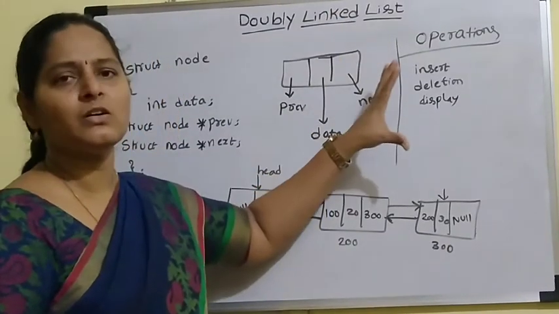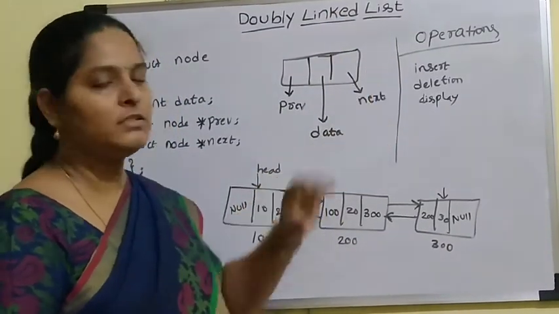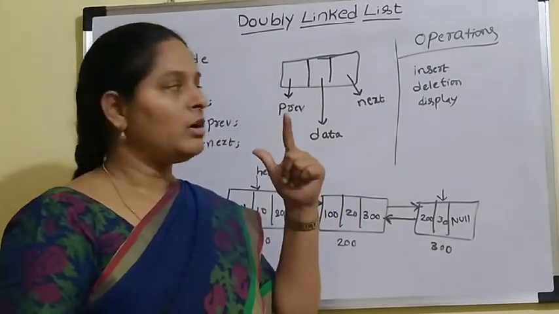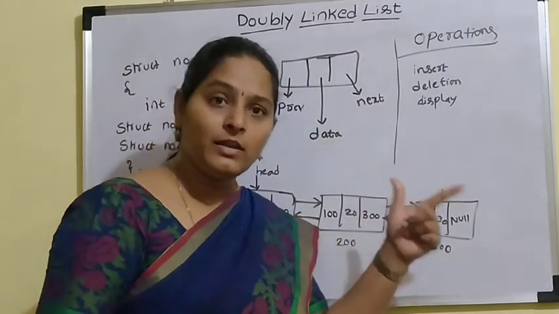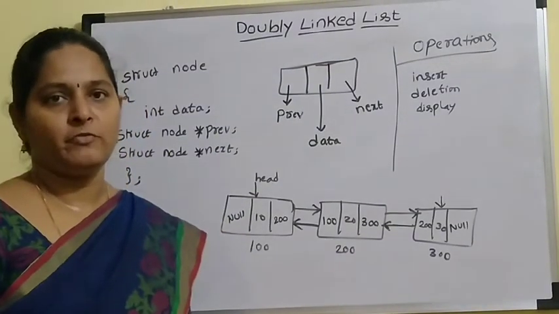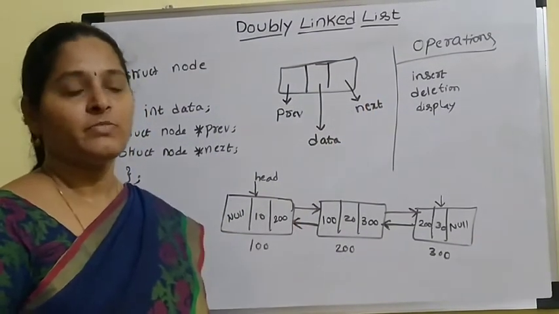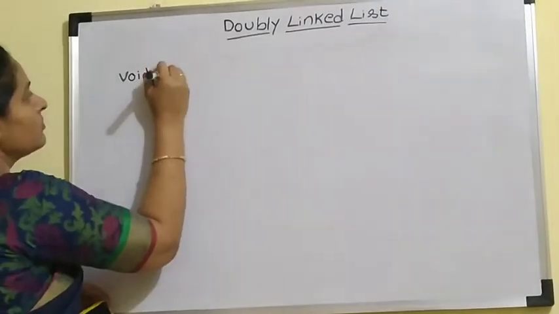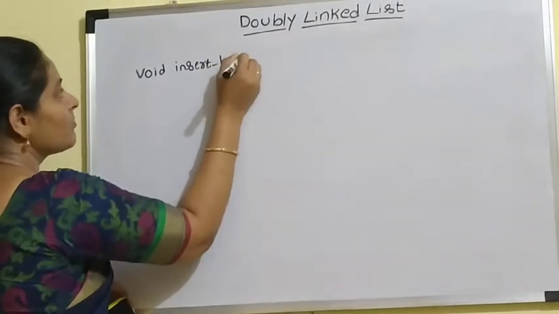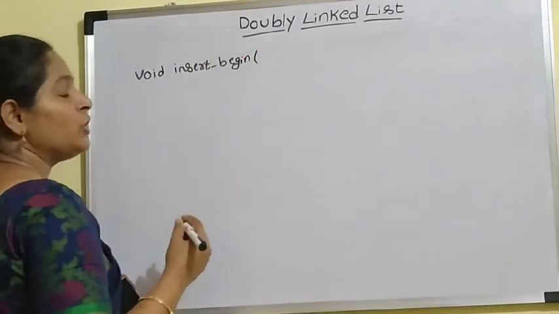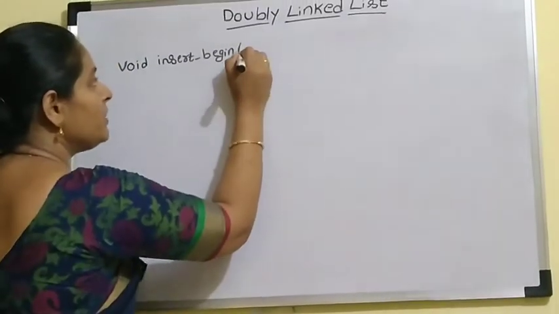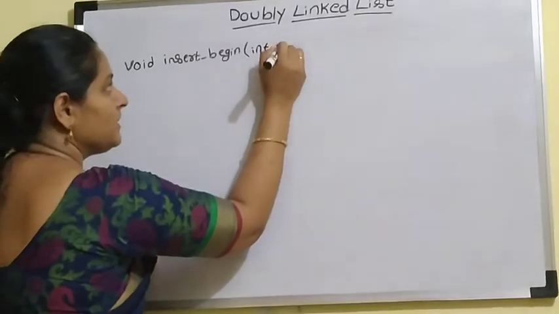These are the major operations that we can perform. Other than these three operations, we can also perform a search operation and a length operation. So there are many operations that we can perform, and these are a few of them. Let us see the insertion operation. I want to insert the node in the beginning of the list. So whatever value I want to insert, I am passing it as a parameter.